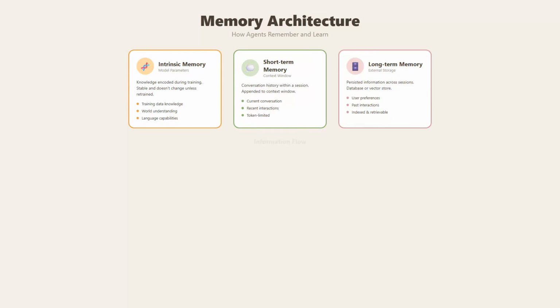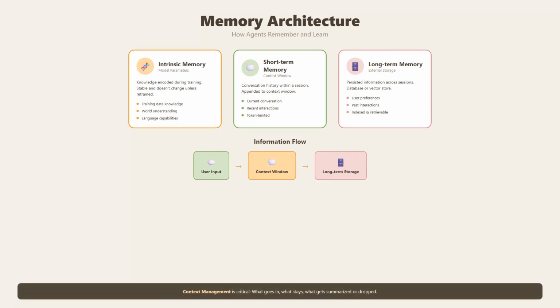Second is short-term memory, which corresponds to the context window. Here's the critical insight. Large language models don't actually remember conversations. Every time you call the model, you're sending it a fresh context. To create the illusion of memory, we append previous conversation turns to the context window. So if you've had 5 exchanges with an agent, all 5 are sent along with your new message. The model reads through everything and generates a response that feels like it remembers.